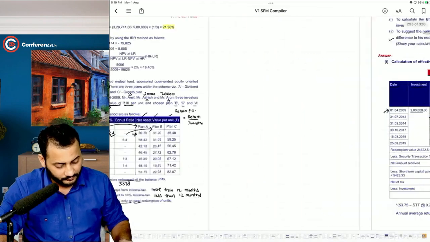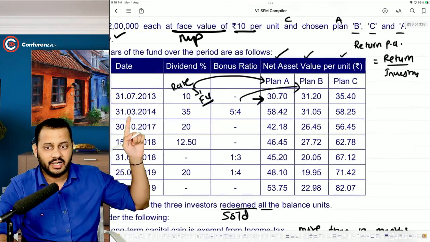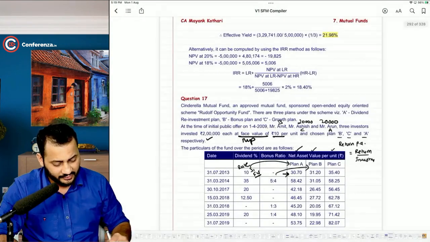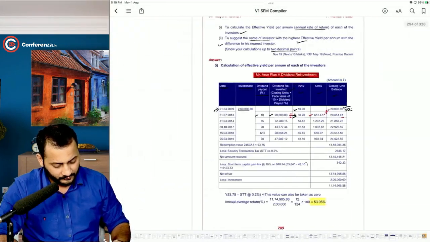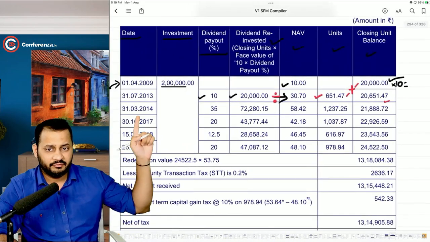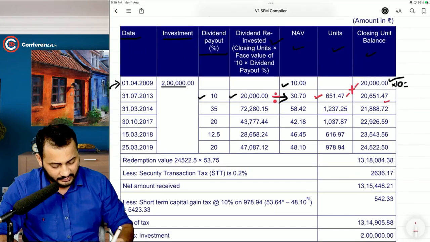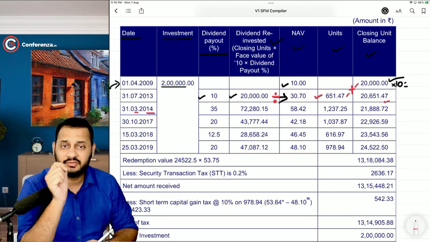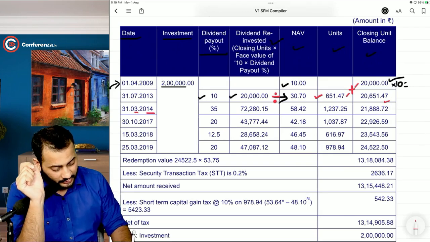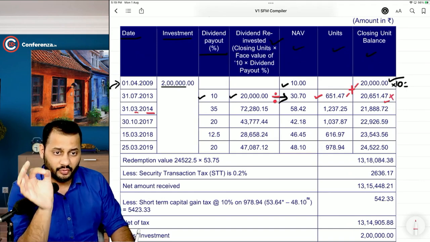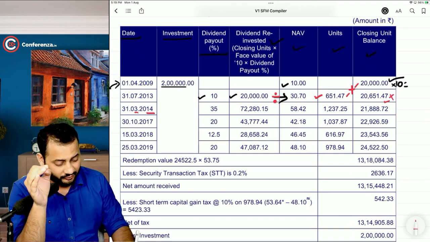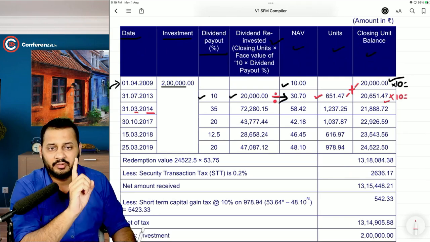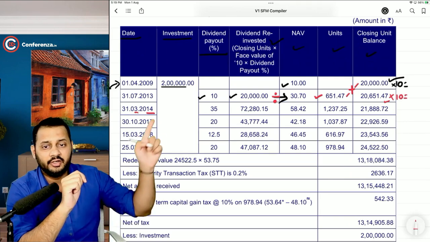Okay. After that, in March 2014, 35% dividend was declared. So understand one thing, 35% dividend is declared in March 2014. So 35% will be applicable on the closing number of units that you are possessing at that point of time, multiplied by the face value. So 20,651.47 into 10 into 35%.